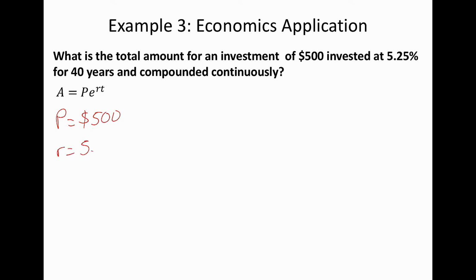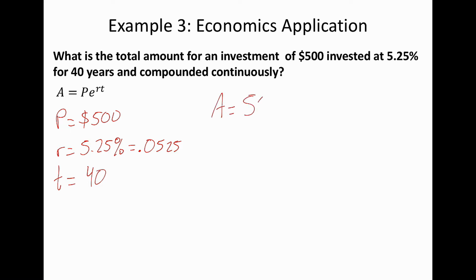r is 5.25%. But thinking back to what we've done with interest in the past, remember when we're putting percents into equations, we're going to have to convert them to decimals. So we're going to make it 0.0525. And then t is the amount of time in years. So we're waiting 40 years to see how much total money we'll have.